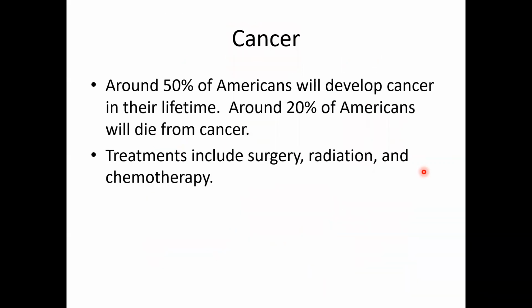Around half of us will develop some form of cancer in our lifetime, and about 20% of us die of cancer. Treatments for cancer, of course, involve removal of the tumor, radiation, and chemotherapy to kill those abnormal cells. Treatments are unique and they're tailored for the individual because everybody's cancer is individual for them. They're your cells, just not functioning correctly.